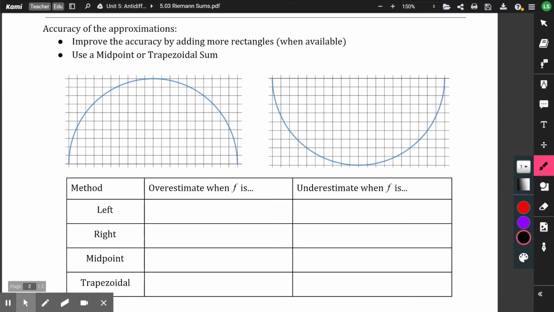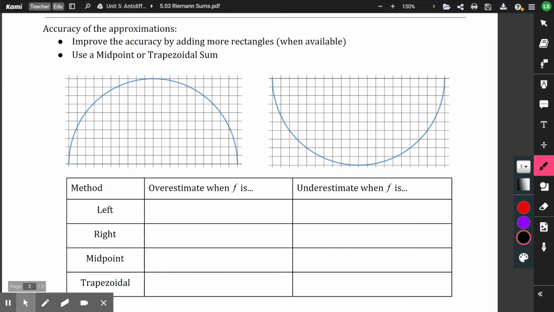So if we're going to improve your accuracy, your best bet is to continue to add more rectangles or trapezoids, if the data allows you to add in more. The more rectangles and trapezoids you can have, the more accurate your estimation is going to be. In general, if you are limited with what you are able to use, a midpoint or a trapezoidal sum tend to be the more accurate approximations, although again, it very much depends on the data that is presented to you.